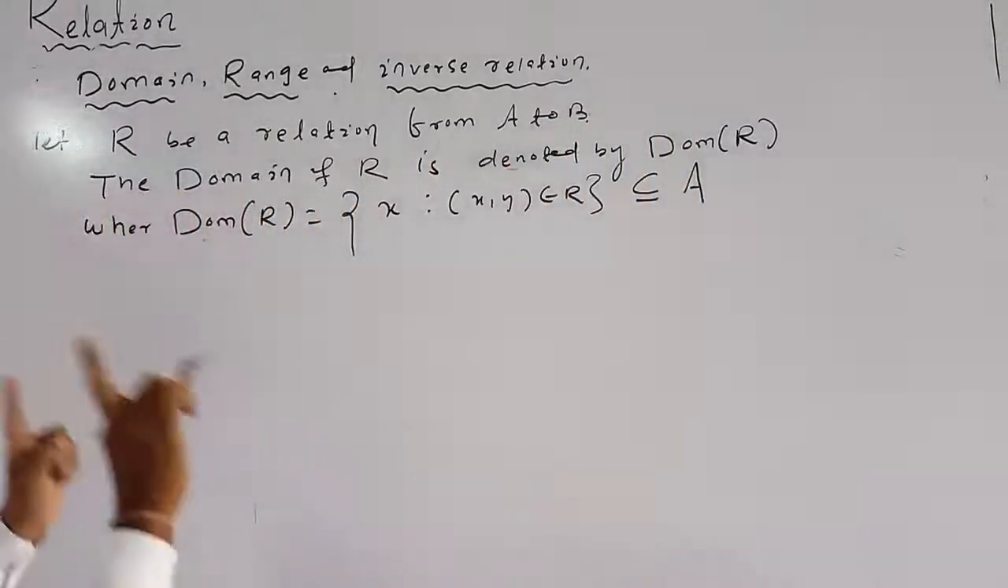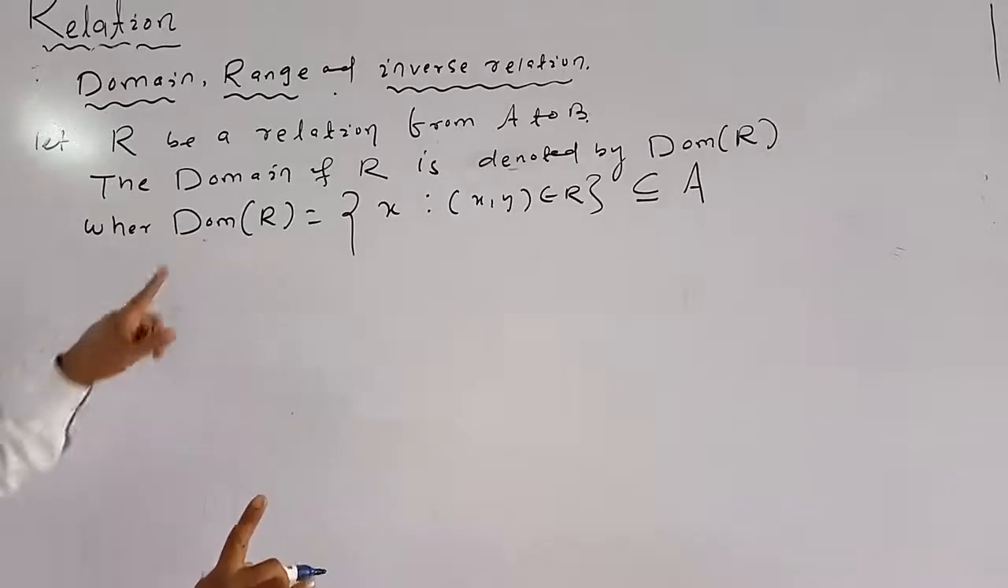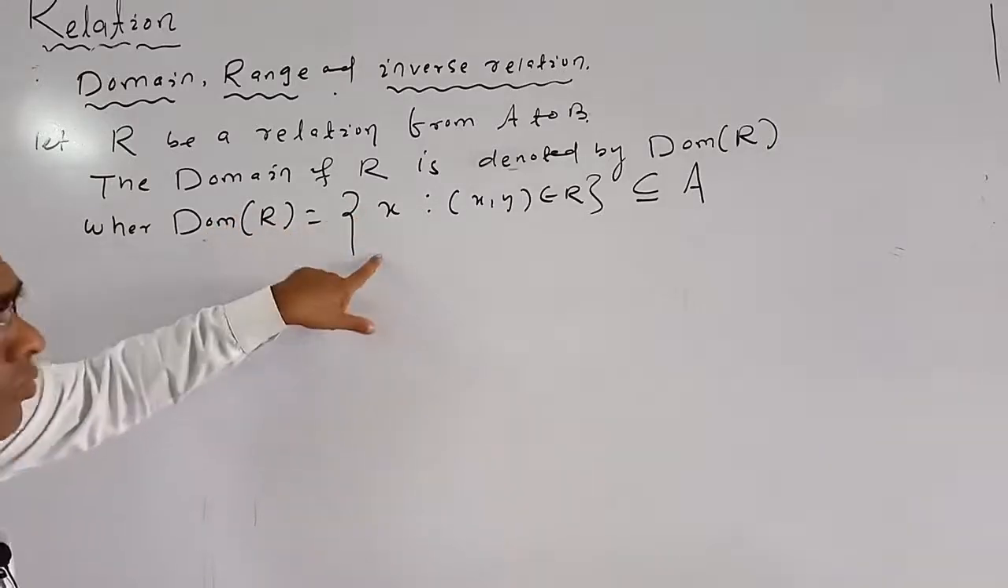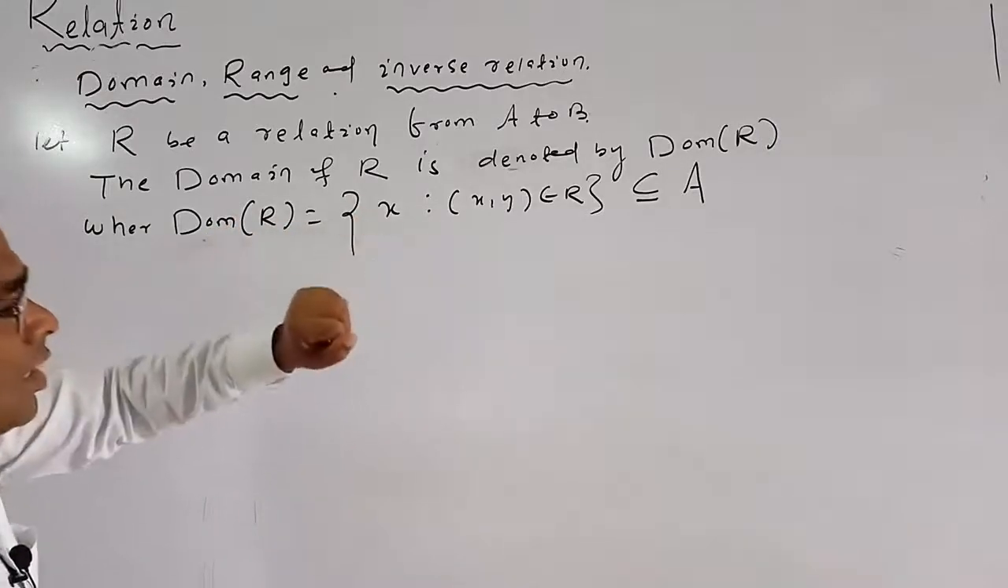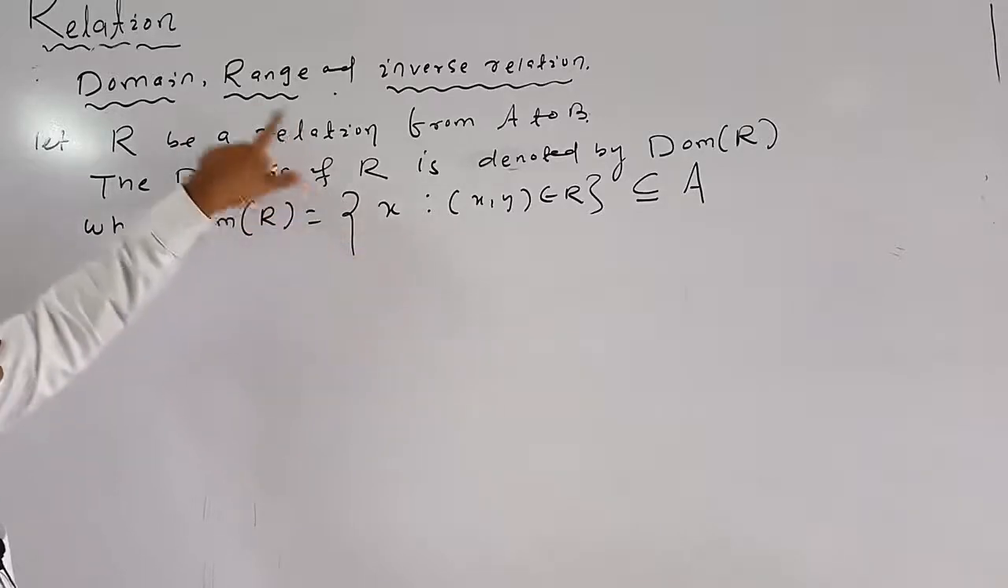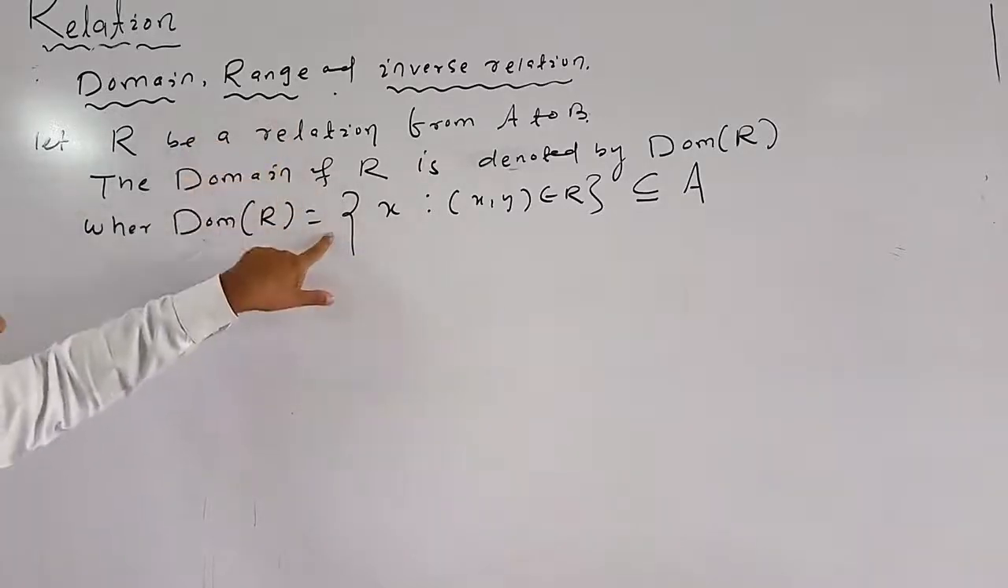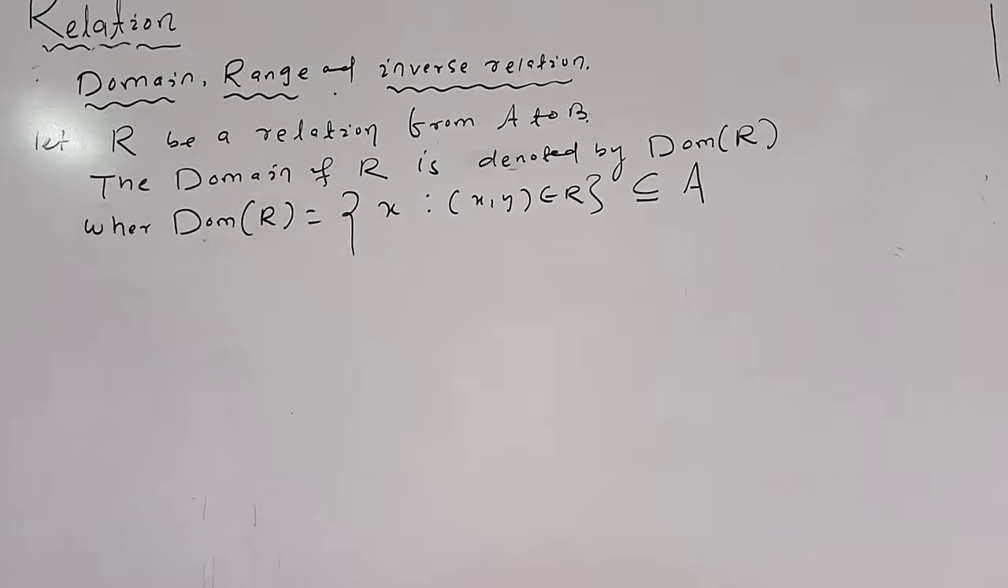If R is a relation from A to B, then domain means a collection of the first components is known as a domain, and the first component must be present in A set. That means the domain of that relation must be a subset of A set.